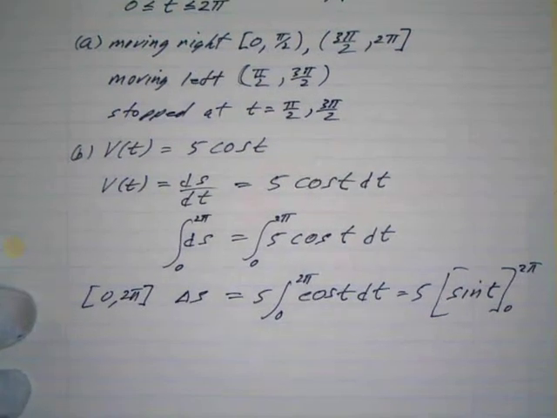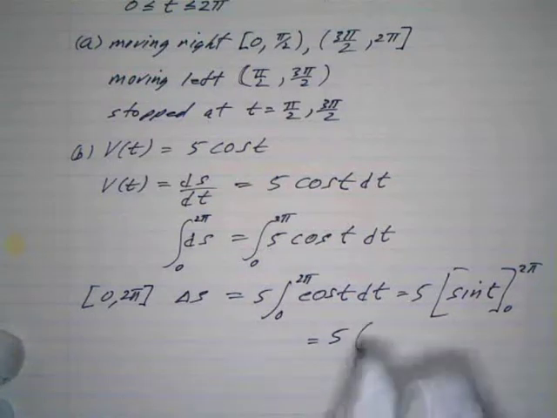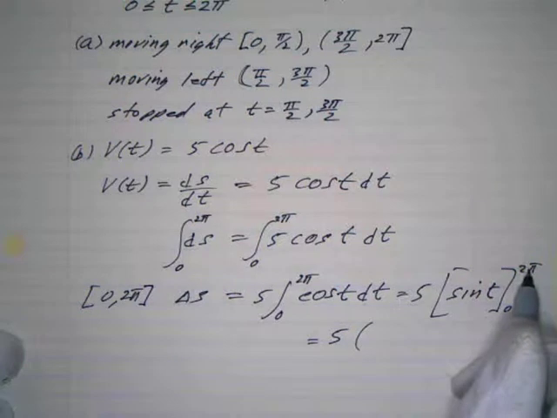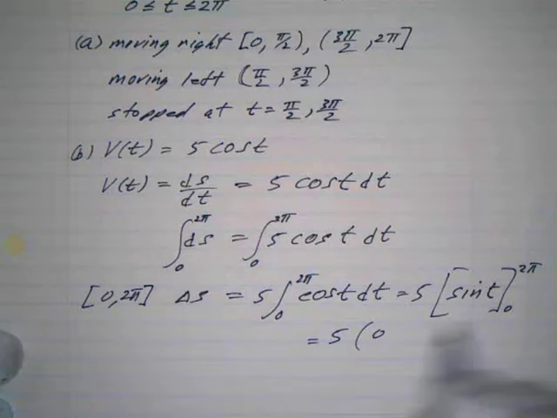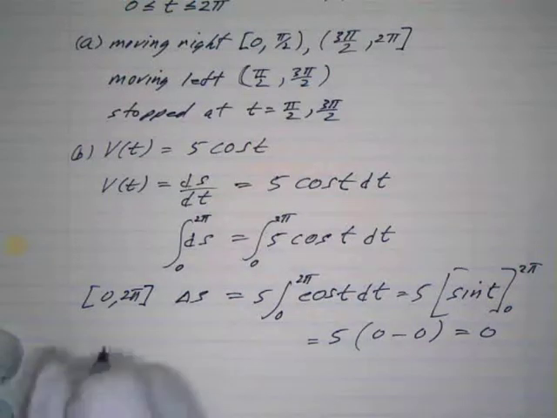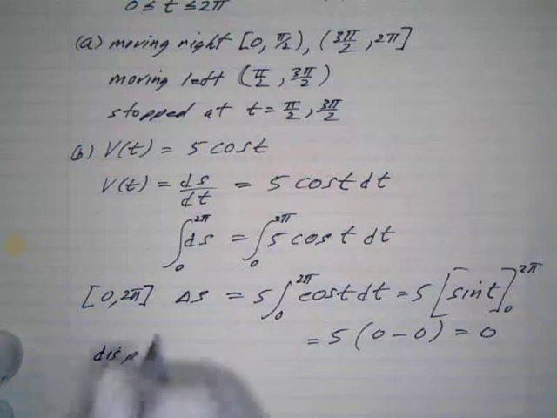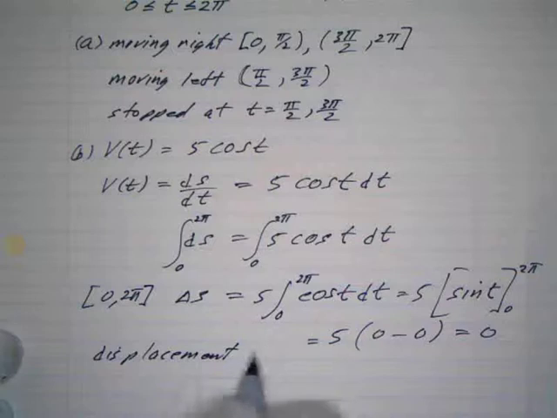If we evaluate that, this is going to be 5 times the sine of 2 pi minus the sine of 0. Remember, this is f of b minus f of a, and we evaluate this using the fundamental theorem of calculus. The sine of 2 pi is 0, minus the sine of 0, which is 0, so that's just going to be 0. So the displacement equals 0.